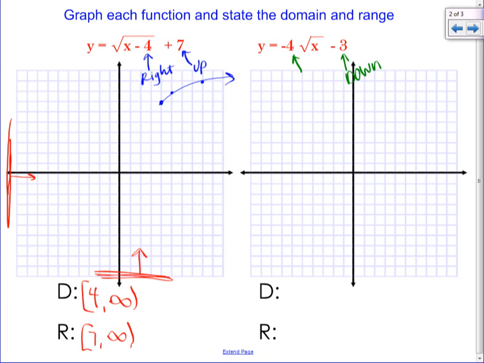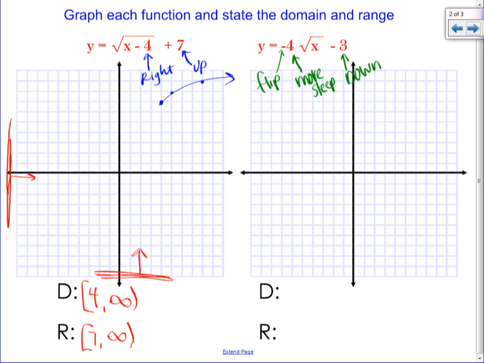Has to do with the steepness. Is it more steep or less steep? More. It is more steep. So it would be harder to ski down. And then what does this do? Flips it upside down. Okay, same rules as all the other graphs we've ever done.